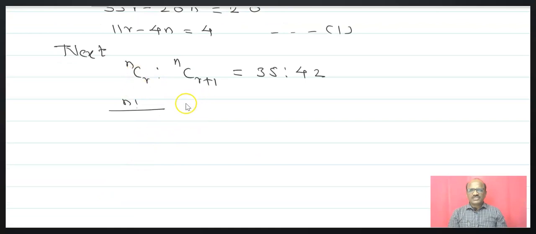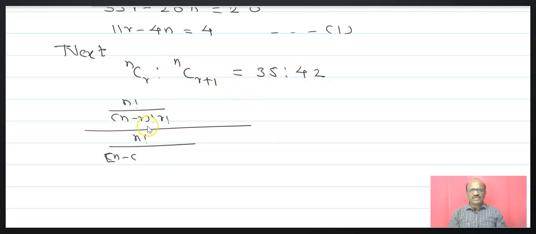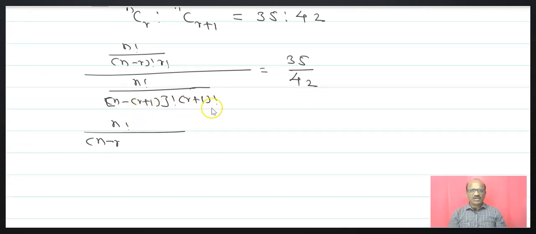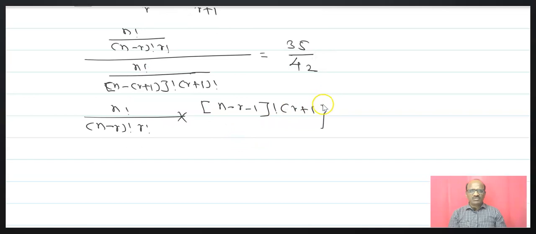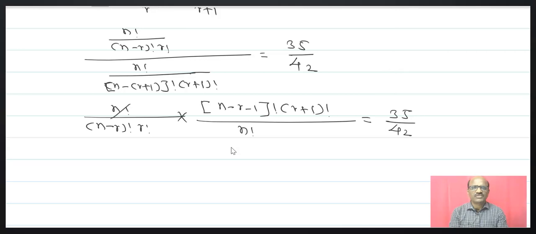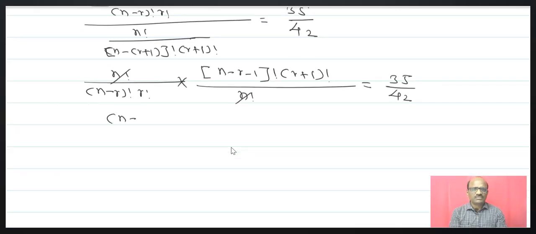Now from the second and third ratio, that is nCr : nC(r+1) as 35 : 42. Now evaluate n factorial upon (n minus r) factorial into r factorial, upon n factorial upon (n minus r minus 1) factorial into (r plus 1) factorial. Therefore n factorial upon (n minus r) factorial into r factorial, into (n minus r minus 1) factorial into (r plus 1) factorial upon n factorial is equal to 35 upon 42. Now we can reduce it.